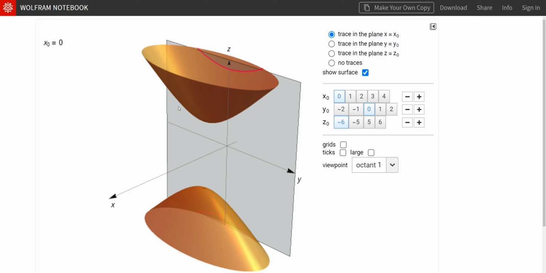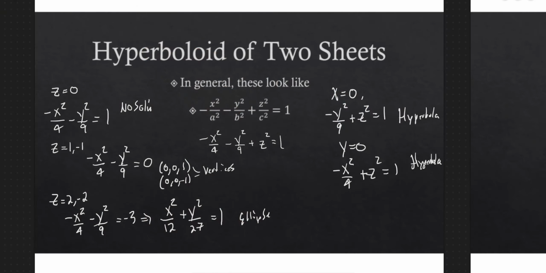Okay, so that's the hyperboloid of two sheets. Again, we can recognize that 2 of the constants are negative. Again, imagine if you swap a couple of these, it's going to change the orientation of it. We can figure out that orientation by just computing some of these traces as I've done here.